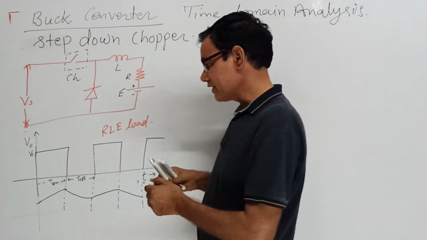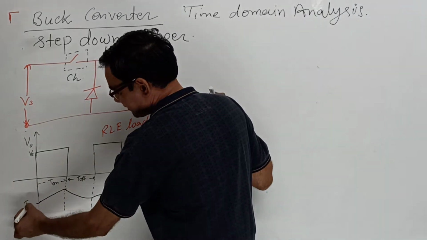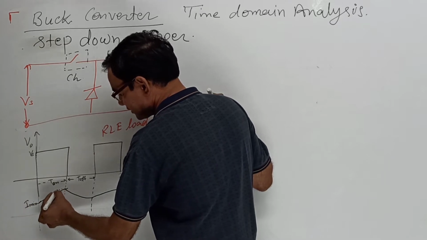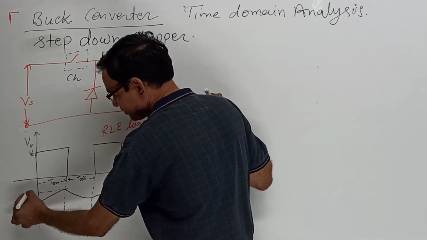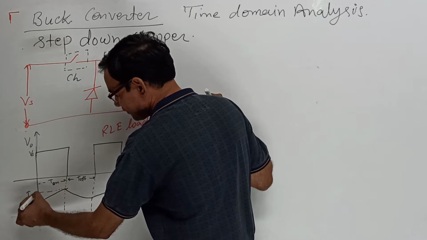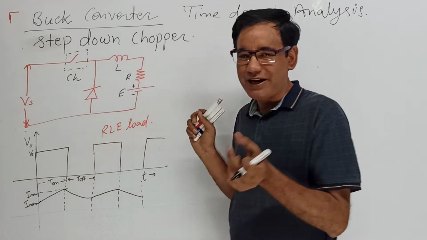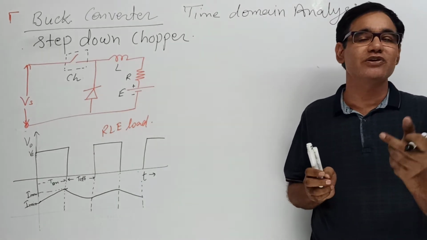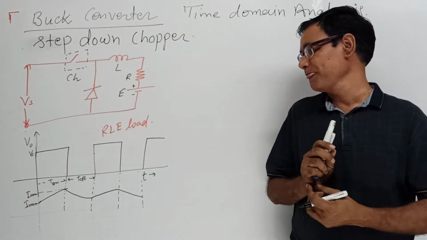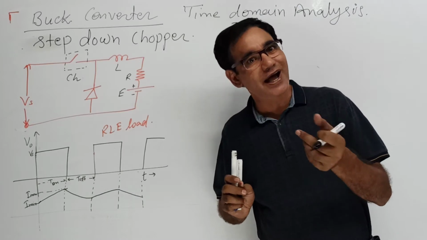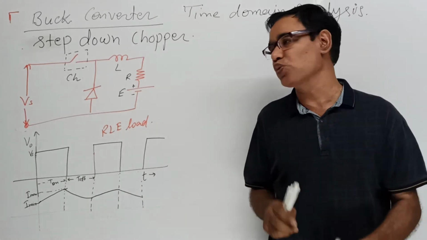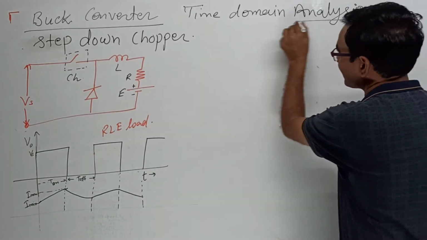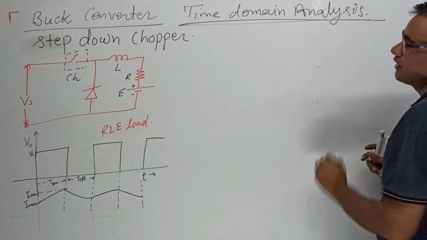So this is the current's minimum value, and this is the current's maximum possible value. The variation is known as ripple. The percentage of that value with respect to the average value is known as ripple. So we will try to analyze and calculate that, we will try to find the time domain analysis of this current.